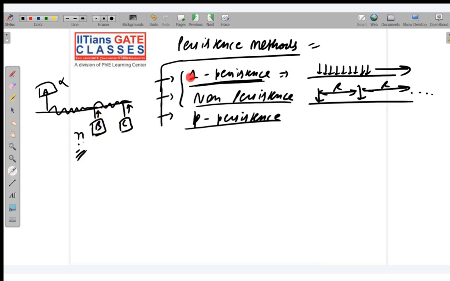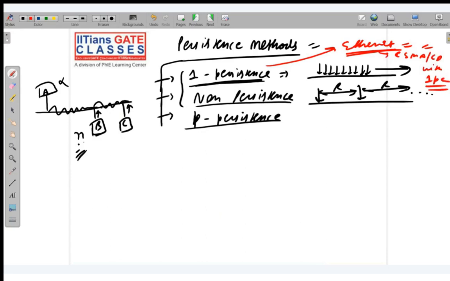One persistence method is used in your Ethernet protocol, which we are going to study next. Ethernet protocol uses one persistence. This question has been asked in GATE. Actually Ethernet uses CSMA CD. I have not told you about CD, so we will study it in the next slide, but I'm just giving you the information. Ethernet uses CSMA CD with one persistence method. That is an important point.